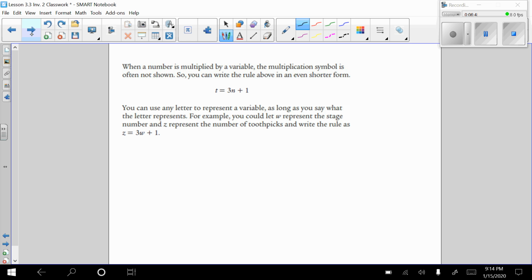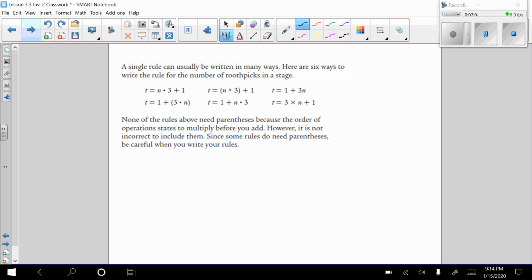For example, you could use W to represent the stage number and Z to represent the number of toothpicks, and write the rule as Z equals 3W plus 1. It means the same thing as T equals 3N plus 1, as long as we say what those variables represent. Here's a bunch of other ways to write a rule. A single rule can be written in many ways.